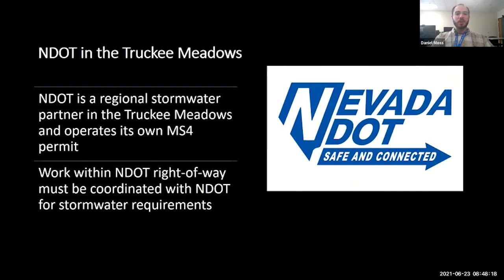I'll just give a quick pointer to Nevada Department of Transportation. They're a regional stormwater partner in the Truckee Meadows, so they operate their own MS4 permit. And it's important to remember, you might want to write this down, that work within the NDOT right-of-way has to be coordinated with NDOT for their own stormwater requirements.